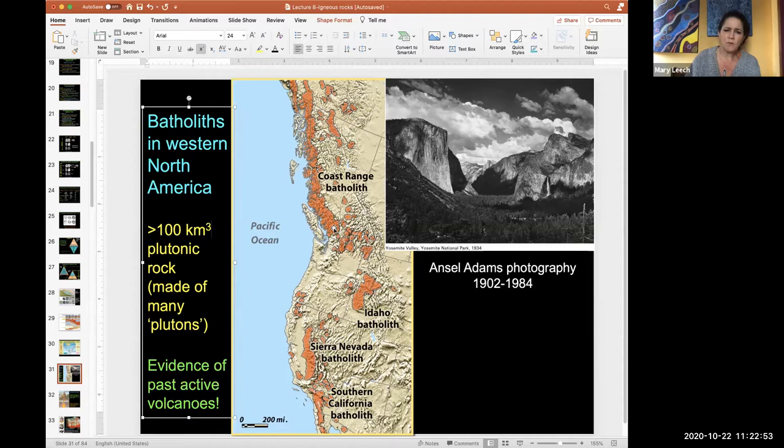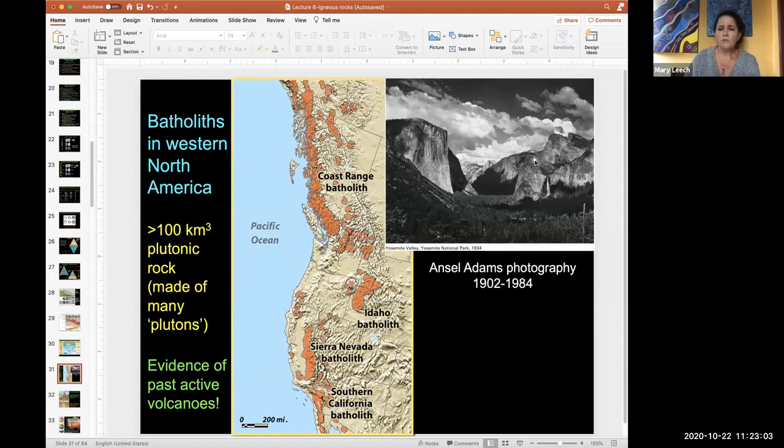Not melting of the subducting slab, but the water being driven off the subducting slab that lowered the melting temperature of the mantle. Okay, so don't forget that every batholith had volcanoes associated with it. Those were just above in the crust. So batholiths down here, above the batholiths, those magmas, when they were still molten, were feeding volcanoes.